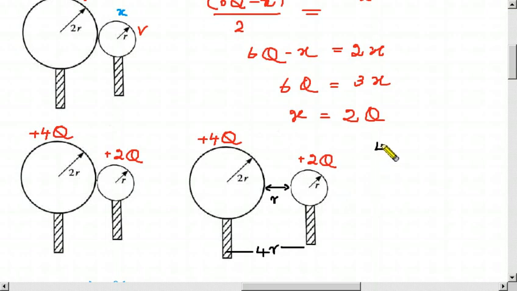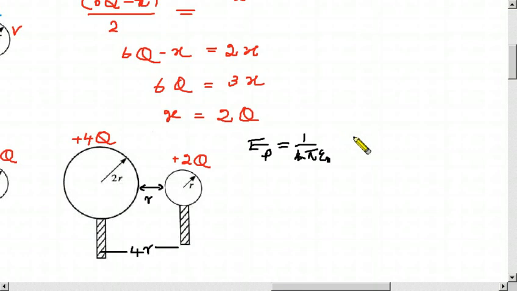Then for the potential energy equation, we write 1 over 4 pi epsilon naught Q1 Q2. Q1 is 4 times Q, Q2 is 2 times Q, divided by the distance. The distance is 4r. Then simplify.